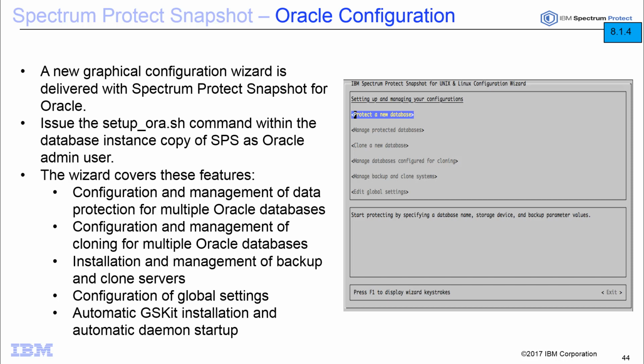The configuration for Spectrum Protect Snapshot for Oracle used to be done via script, and it was a little extra work to go through the script multiple times and to change parameters. So now it's a lot easier to go through the configuration and to change the configuration, since you're in a graphical wizard and you can easily jump back and forth to the various sections of the configuration.